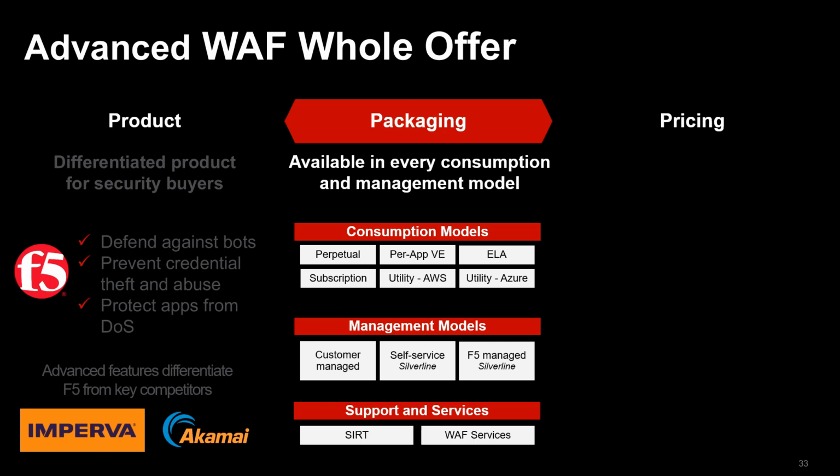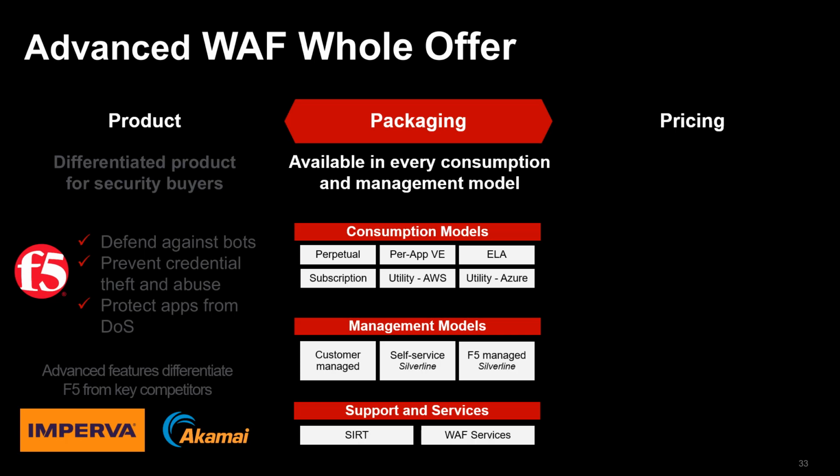We also have different management models. The customer can manage it all themselves. They can extend that. They can outsource that to F5. They can even outsource the product to F5 Silverline and have it managed by F5 if they want to. Finally, of course, F5 is a grown-up company. We have our support, we have our services, we have our intelligence teams, which of course help our customers wherever needed.